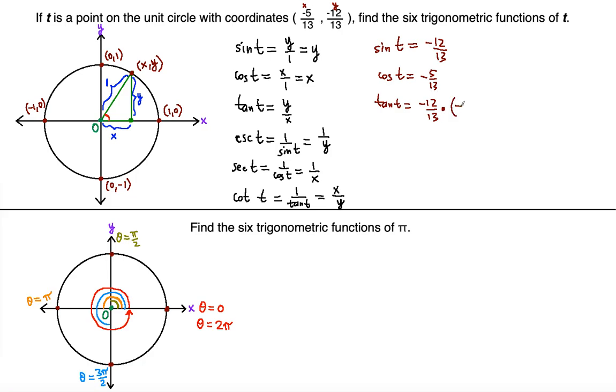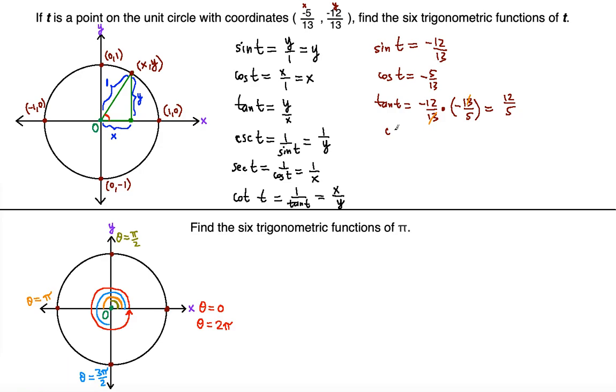So that's going to be minus 13 over 5 because we're multiplying. We flipped it. So what do we get? The negatives cancel out, the 13s cancel out. That means it's going to be a positive result, which is 12 over 5, because two negatives cancel out.